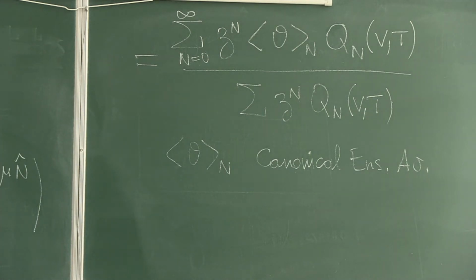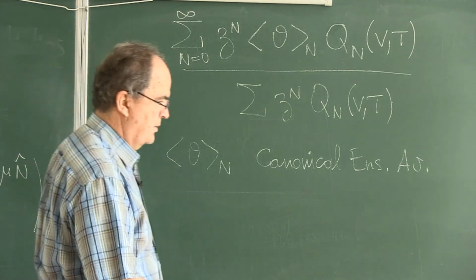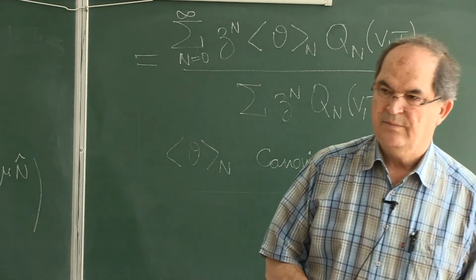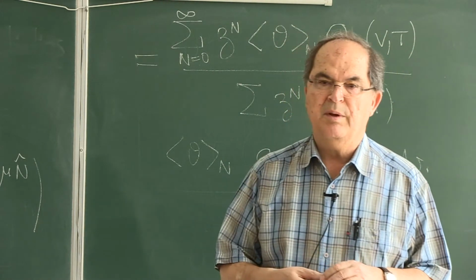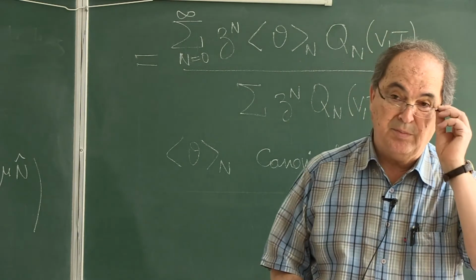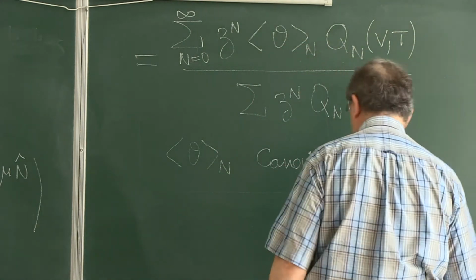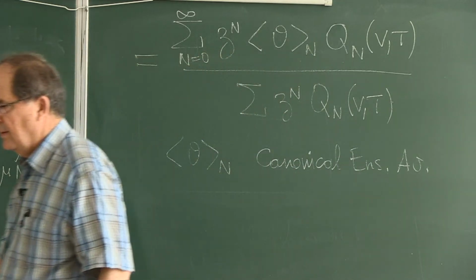Let me take a specific example to make everything clearer: how to use these expressions to get the averages you are interested in. Let's take an electron in a magnetic field. What is an electron in a magnetic field? Did we do this problem before? Electron in a magnetic field problem?